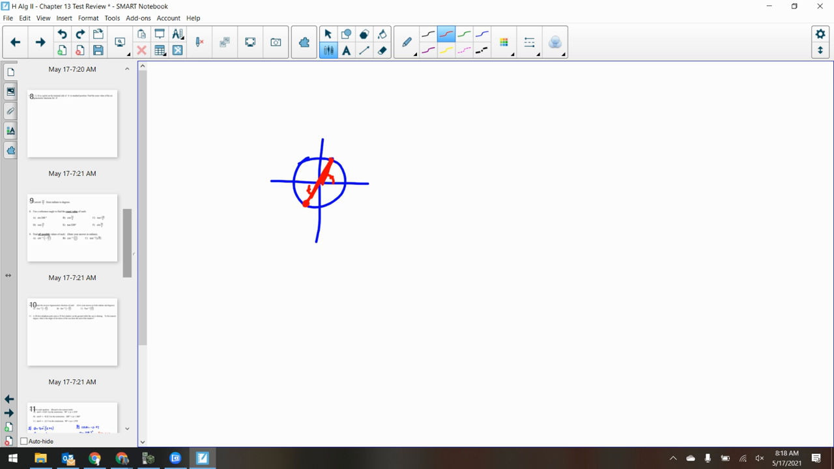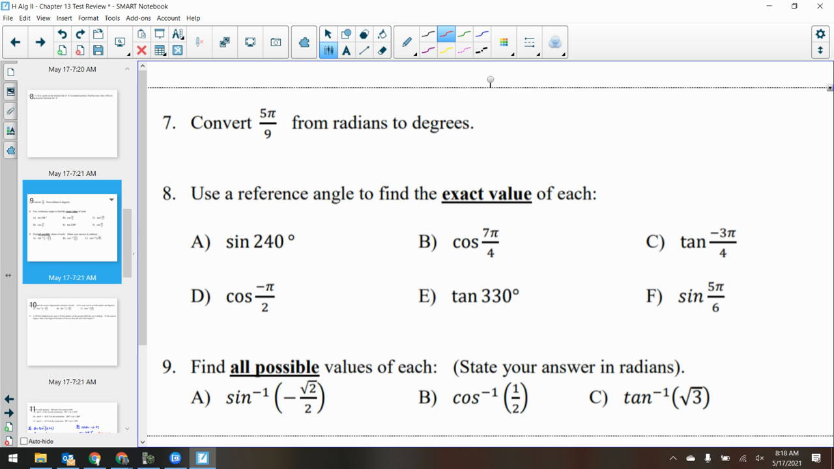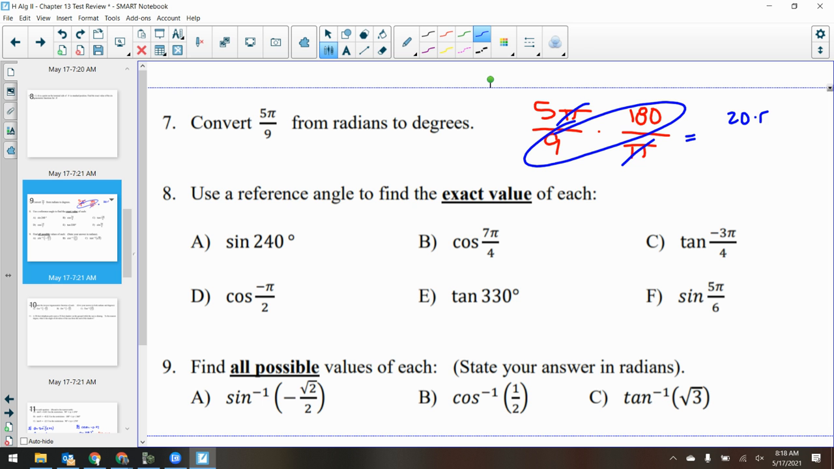Number seven? Really, this one? Yeah. Let's go. You multiply by 180 over pi, and then you cancel out the pi's. Pi over 180? No. I can cross cancel a little bit here. Look at this. Presto changeo. That's 20 times 5. So 100 degrees? That's pretty warm.